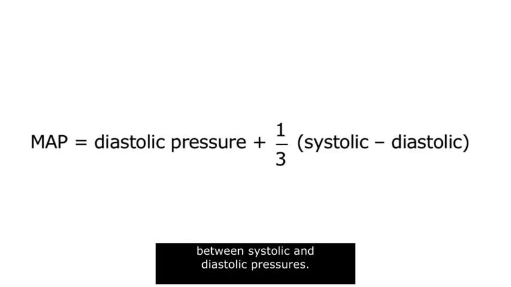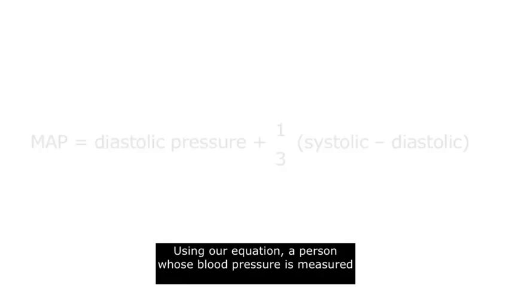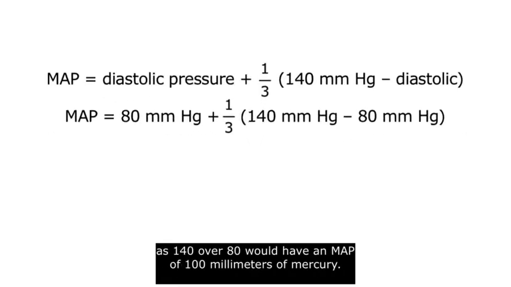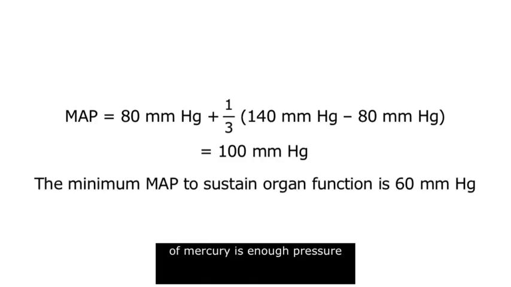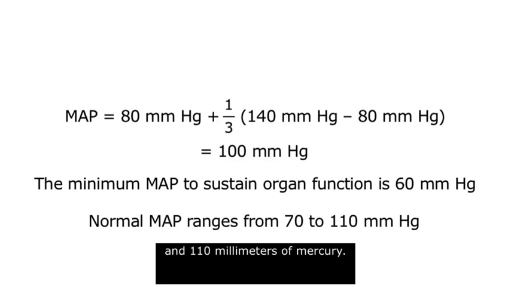Using our equation, a person whose blood pressure is measured as 140/80 would have an MAP of 100 millimeters of mercury. An MAP of greater than 60 millimeters of mercury is enough pressure to maintain the organs of an average person. The normal range for MAP is between 70 and 110 millimeters of mercury.